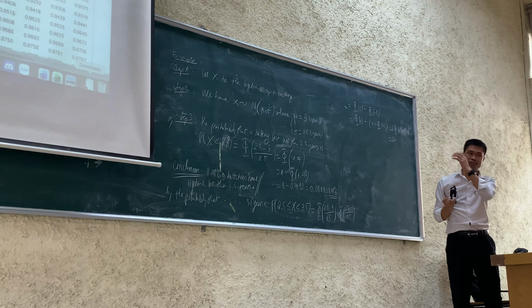So we look at 1.0 and the column 0, which gives 0.8413. Yeah, we look at this row.